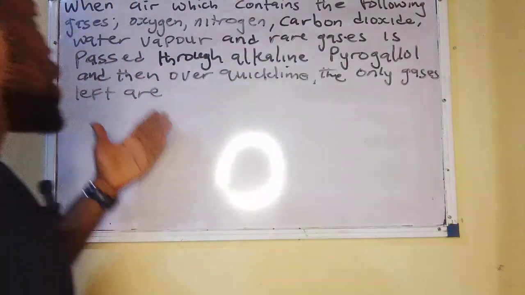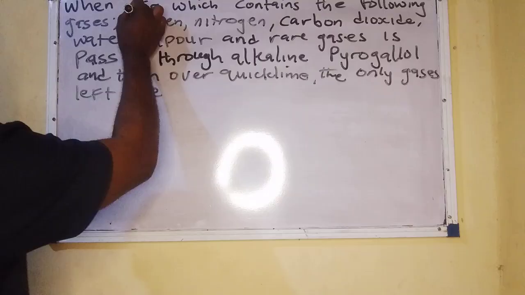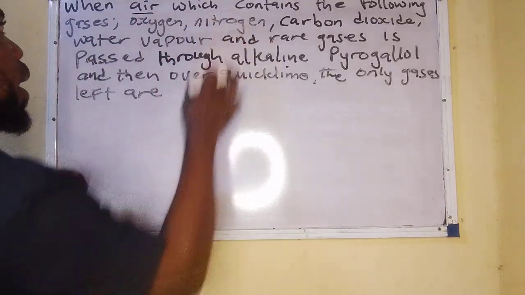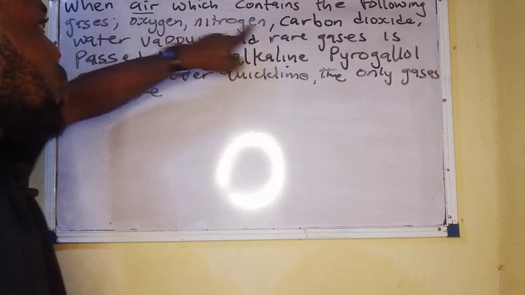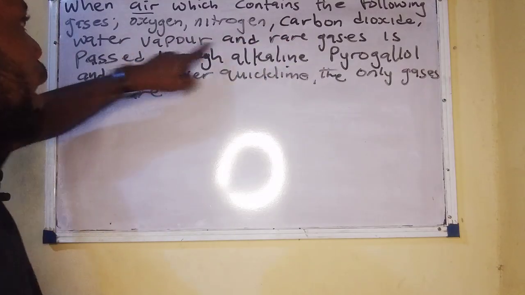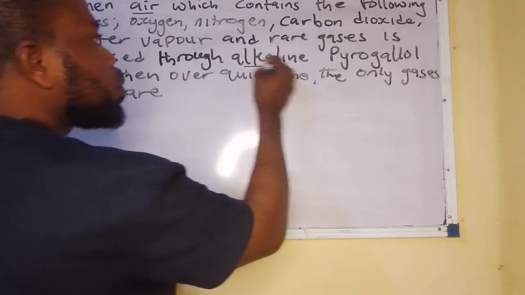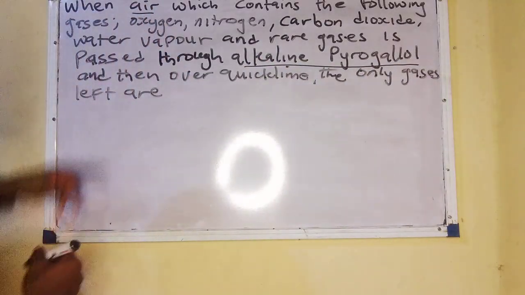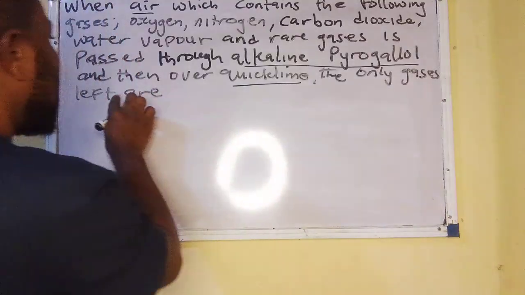Now, there's a question here that says, when air, which contains the following gases: oxygen, nitrogen, carbon dioxide, water vapor, and rare gases, is passed through alkaline pyrogallol. Now, we should be very careful of this compound. And then over quicklime, the only gases left are dash.